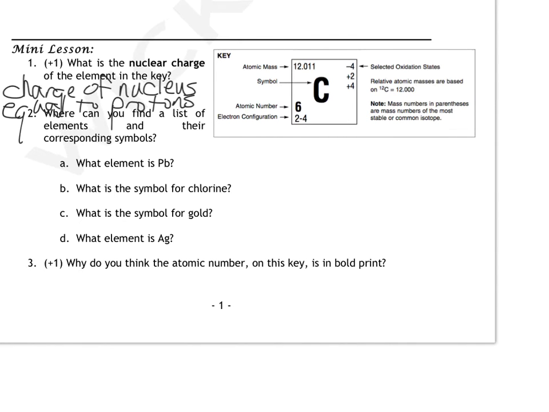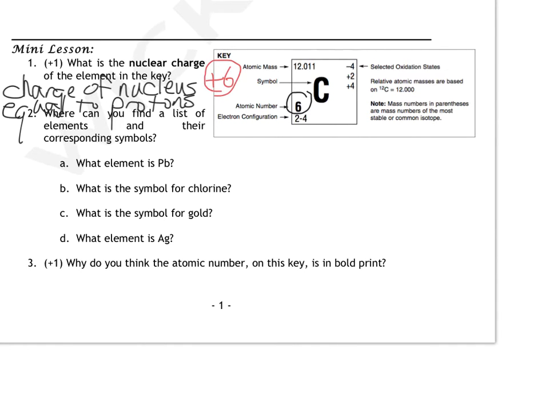So if that's true, if it's equal to the number of protons, and the number of protons, which we've learned at this point, is the atomic number, or it's 6, then the nuclear charge of the element in the key is going to be positive 6. Now I chose to put a positive there because positive is the charge that protons have, and protons are what give elements their nuclear charge.